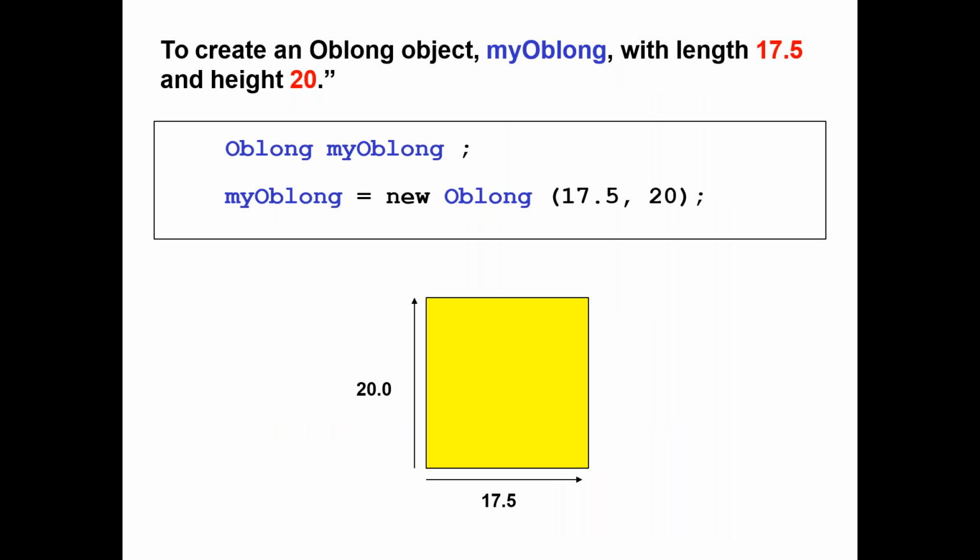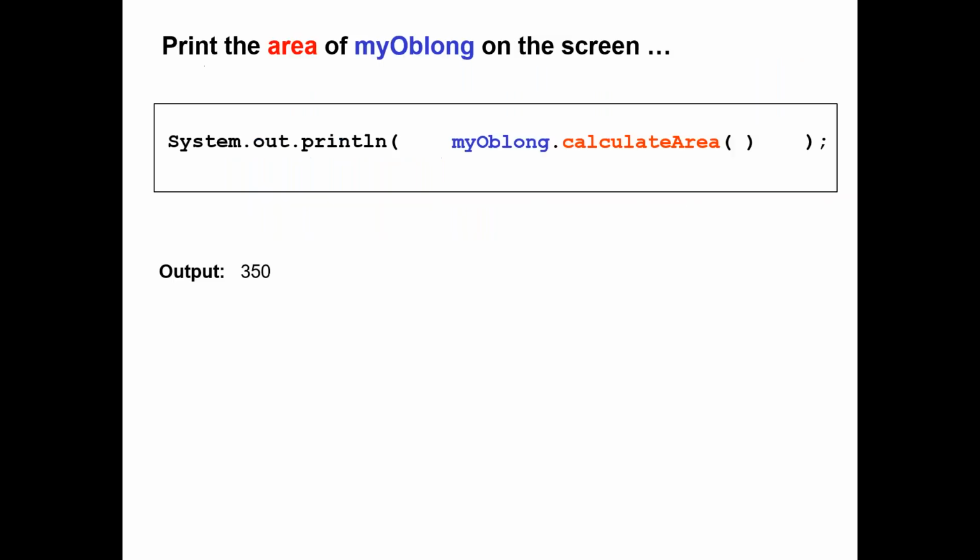So to create an oblong object, as we can see from this example, we can now create our class as my oblong, where we're going to declare our new oblong with these values of 17.5 and 20. And then we are going to print the area of our oblong simply by using that method, which was calculate area. And by simply using that method, we are going to have an output of 350.